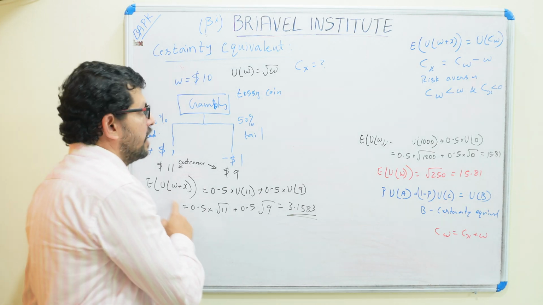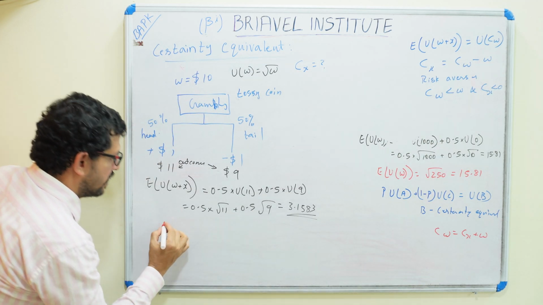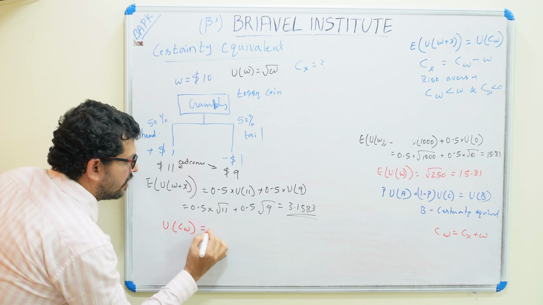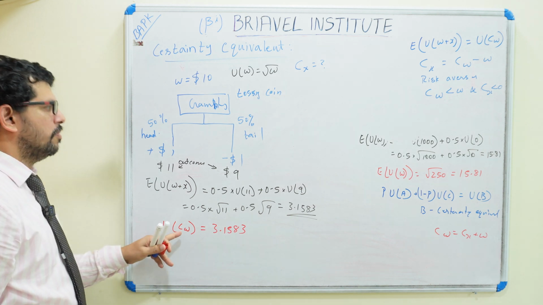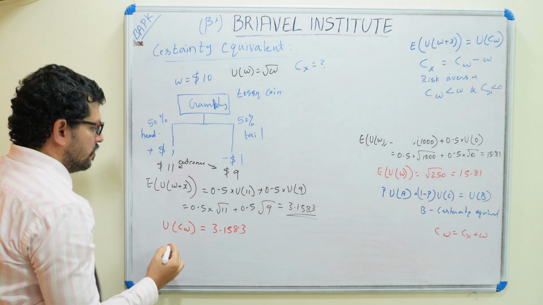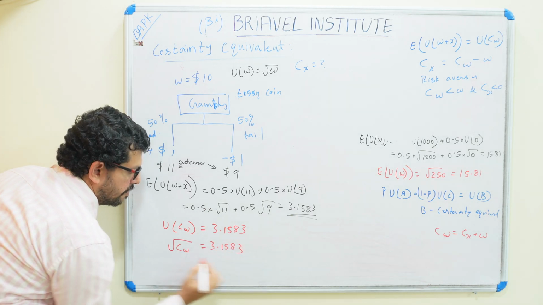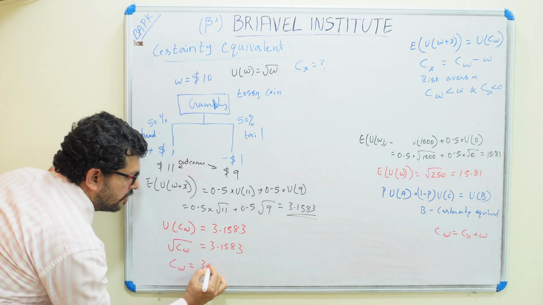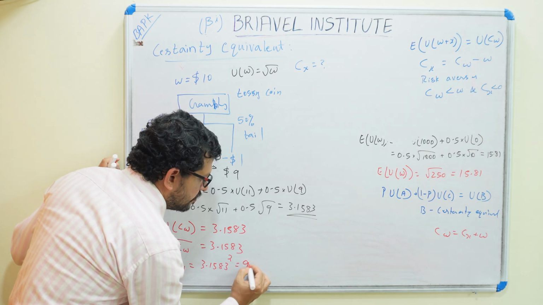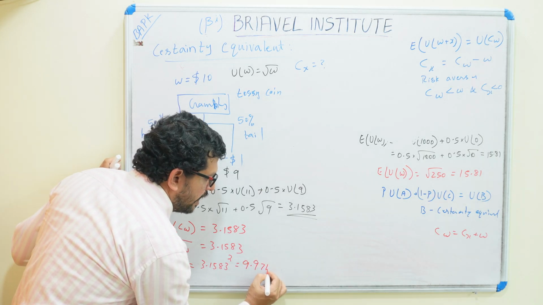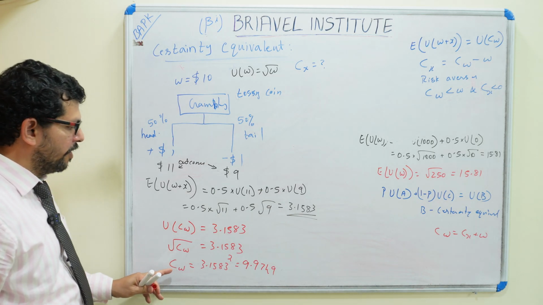Here is one more equation I studied: this is equal to U of CW. You can write U of CW equal to 3.1583. U of CW means root CW, so root of CW equals 3.1583. So CW is equal to 3.1583 squared, which gives 9.9749. So this is my certainty equivalent for the portfolio, CW.